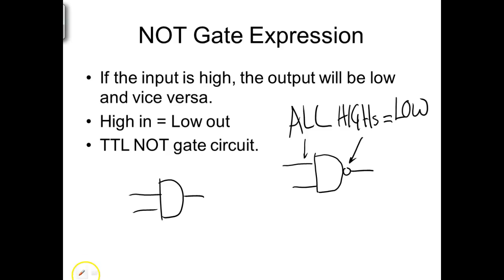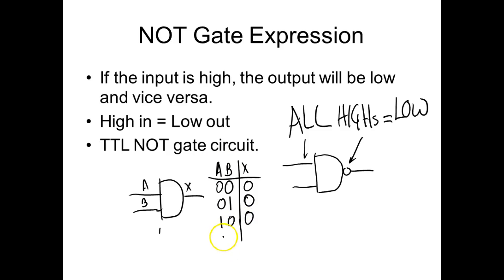So if I drew the truth table for this gate: are all the inputs true? It's an AND gate. No, so the output's not going to be true. Are all the inputs true? No, so the output's not going to be true. Are all the inputs true? Yes, so the output's going to be true. You understand? Now let's look over here.